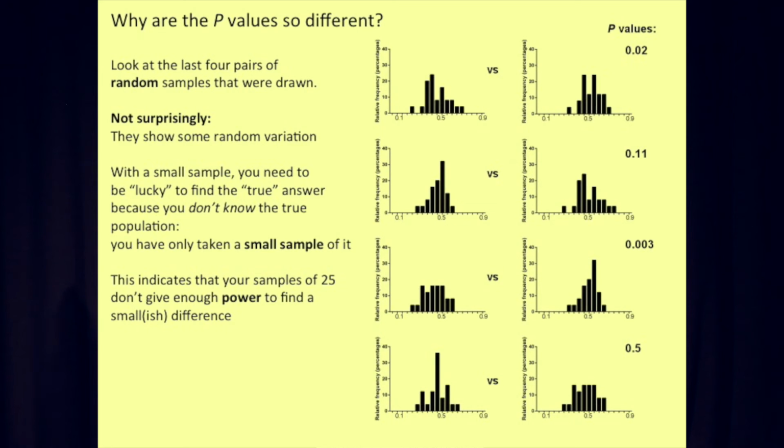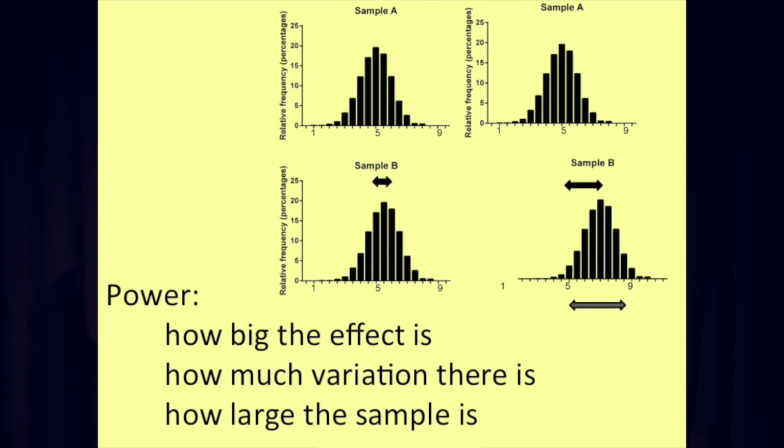The power of the test depends upon how large the effect is that you're looking for. It could be that you'd be happy with samples that large if these populations were in a different place. This one is shifted much more away from the mean of that one. It depends how much variation there is in the population, in other words, the tightness of this distribution, and it depends how large the sample you take is.